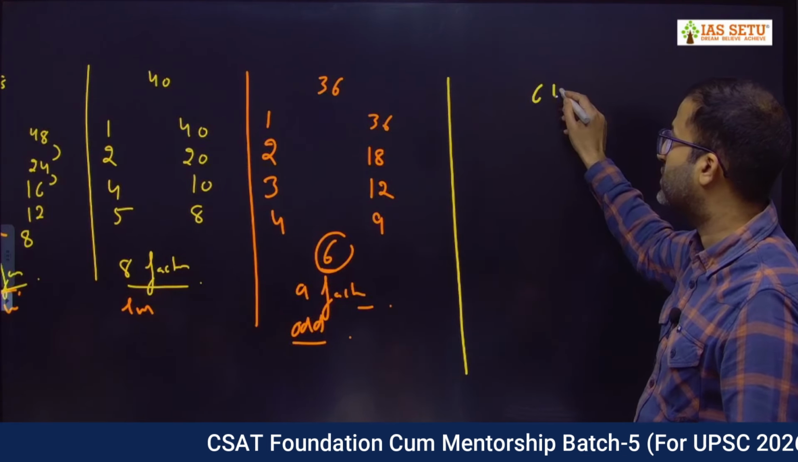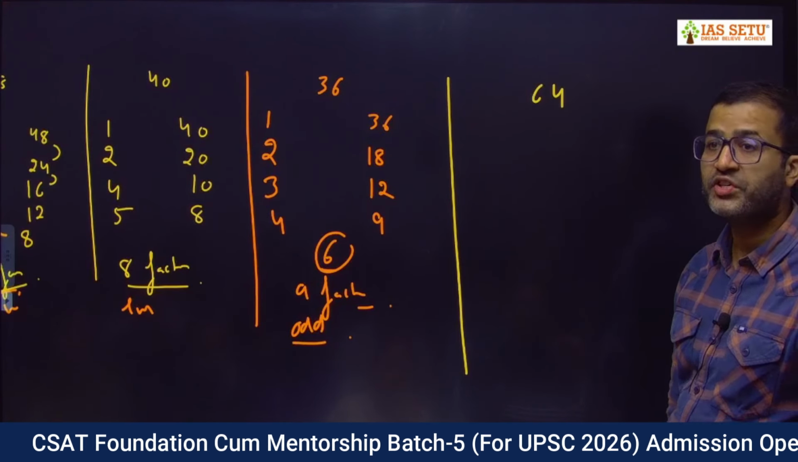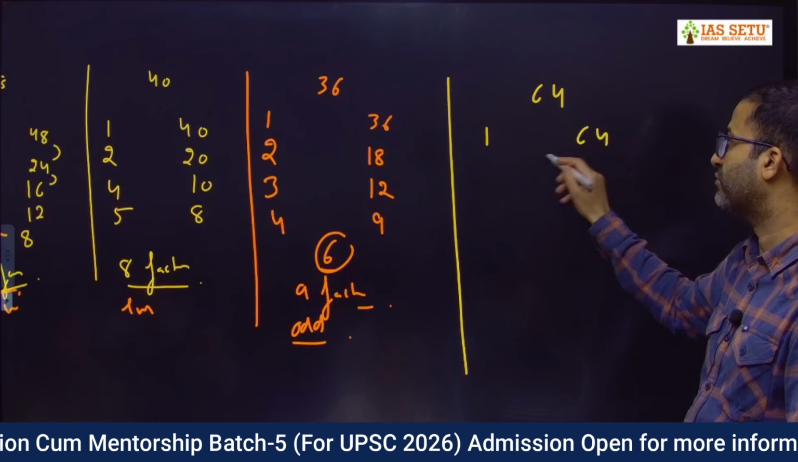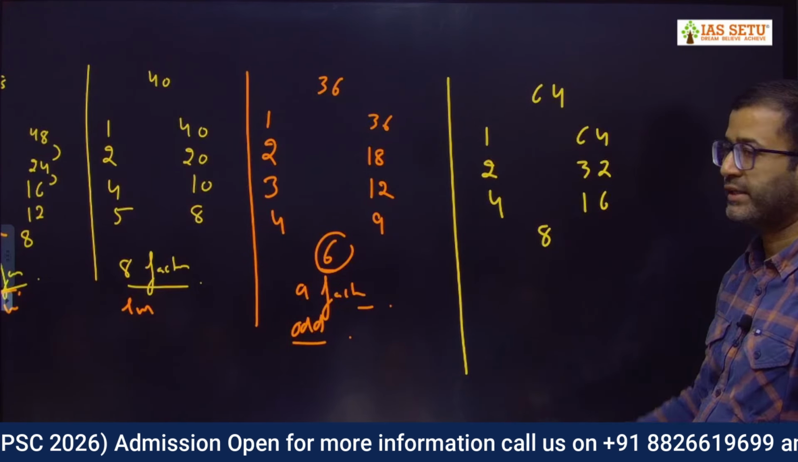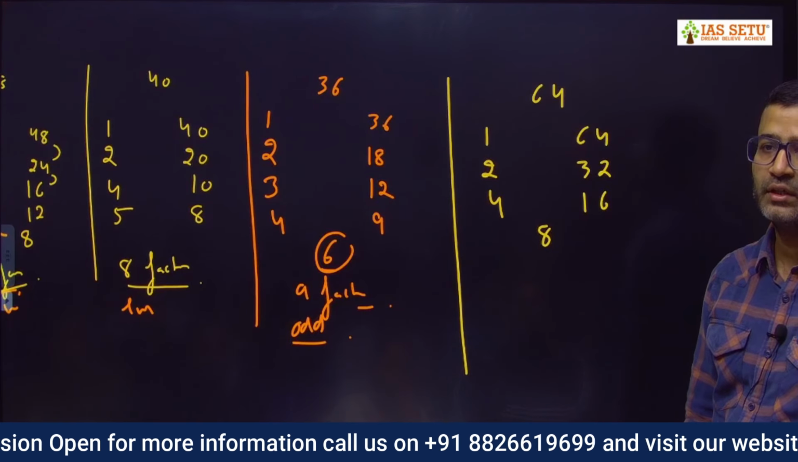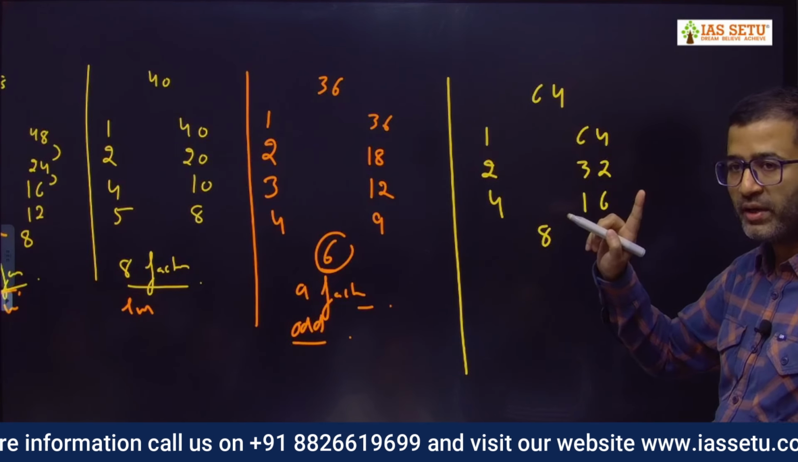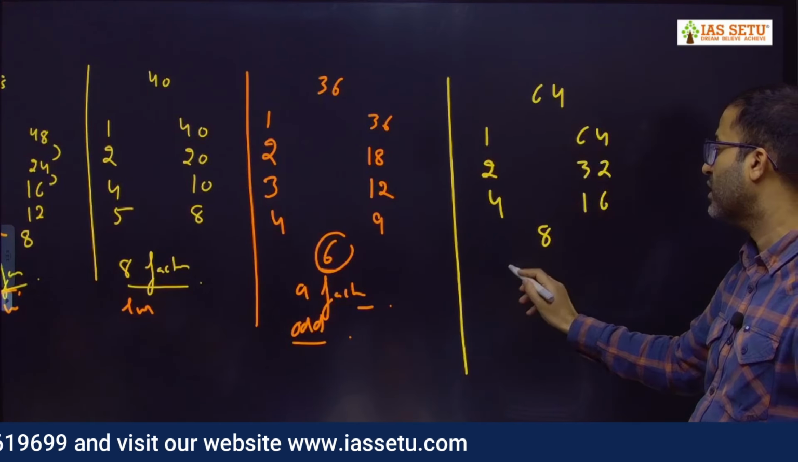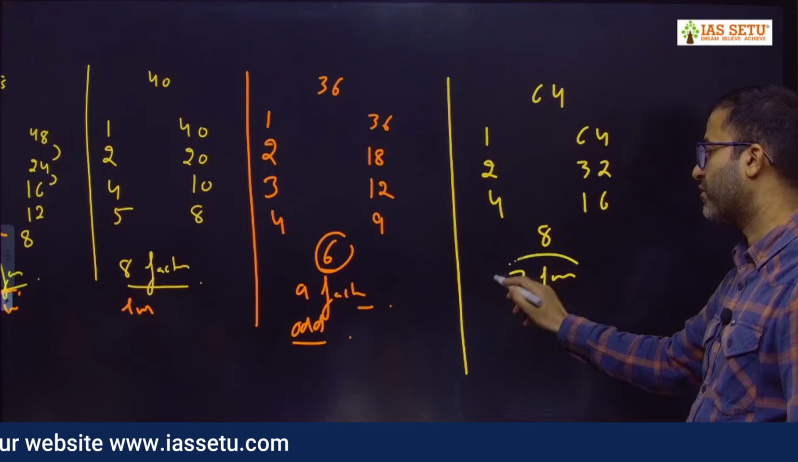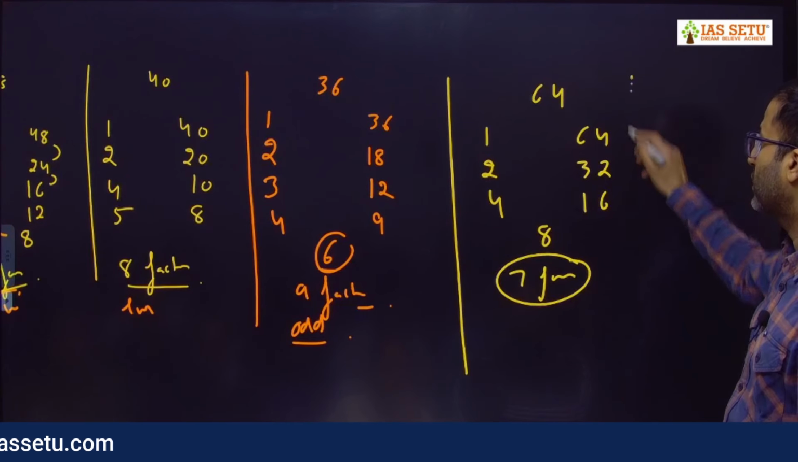I take number 64. 64 के फैक्टर क्या होंगे? 1, 64, 2, 32, 4, 16, 8. 8 make pair with 8 only. But 8 को गिनोगे तो एक बार ना. 4 plus 4, 8, 9. 3 plus 3, 6, 7. 64 has 7 factors.